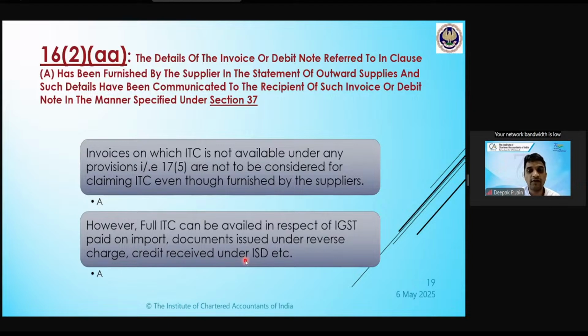Okay, now apart from this, there are other conditions also after 16(2), which is very, very important to claim the credit. Similarly, we have to put manually for credit under ISD and on issue of RCM. Correct. Very right. Very true.